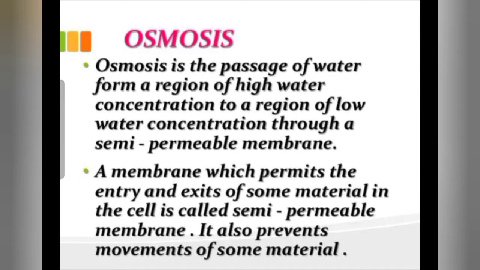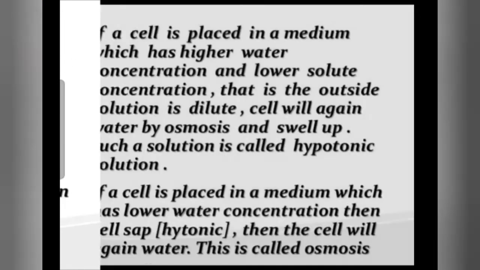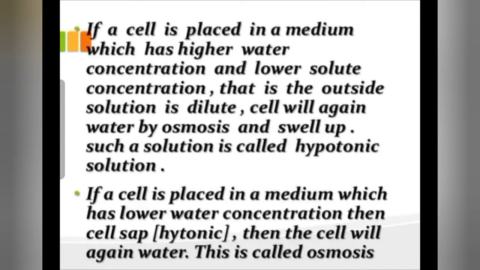The process of osmosis can be seen in a cell placed in a solution of different concentration, such as a hypotonic solution, isotonic solution and hypertonic solution. So if a cell is placed in a medium which has higher water concentration and lower solute concentration, that is, the outside solution is dilute, the cell will gain water by osmosis and swell up. Such a solution is called a hypotonic solution.